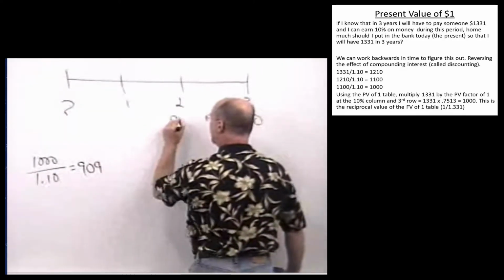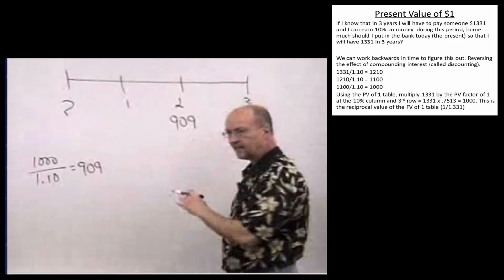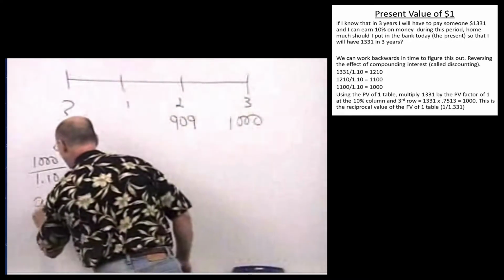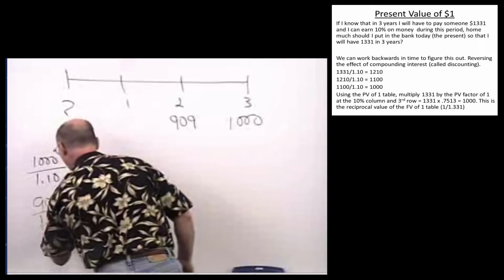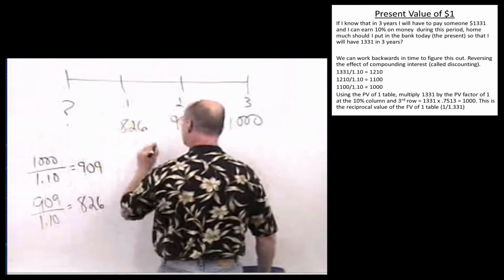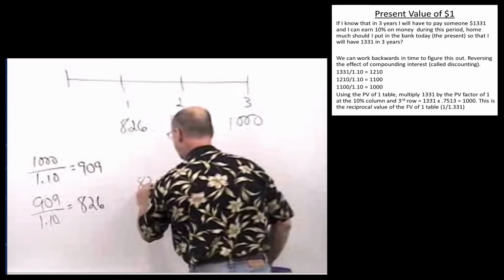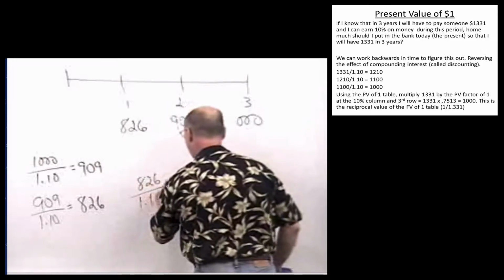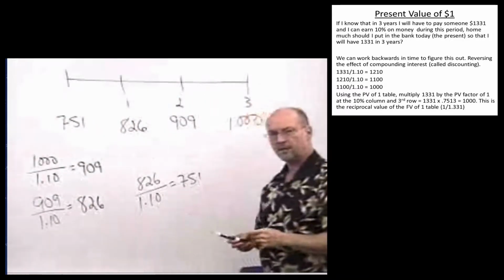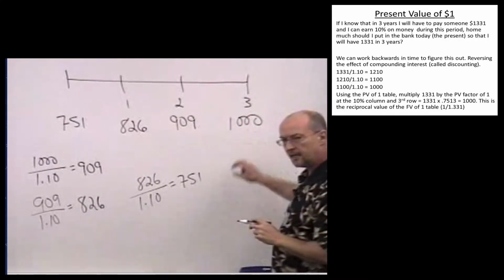That's what the amount would be worth at the end of the second year. Okay? And I'm just reversing the effects of compounding from what we did earlier, the future value. Then I would take 909, divide that by 1.1, and that would give me 826. Okay, and then last, I would take 826, divide it by 1.1, and that would give me 751. And that's how much I would need to put in the bank today, assuming I can earn 10%, so that I would have the $1,000 that I need 3 years from now.